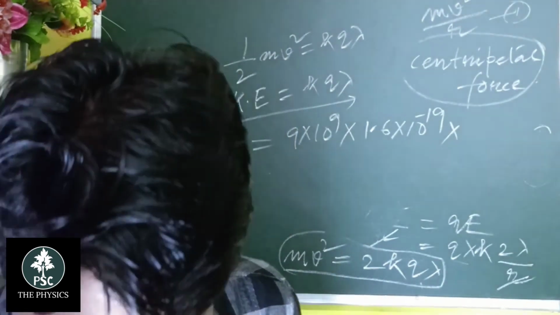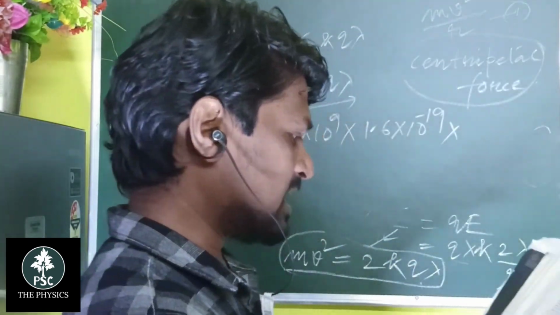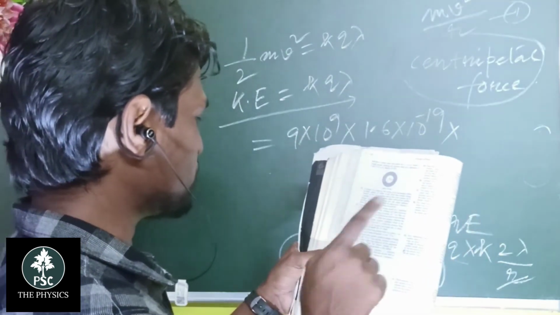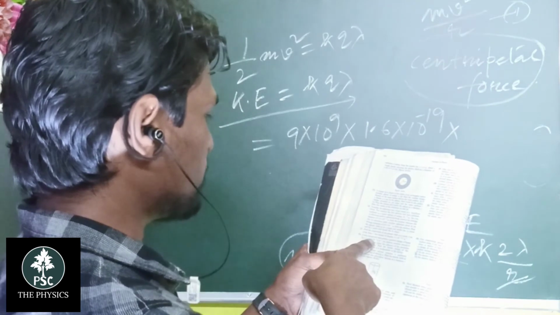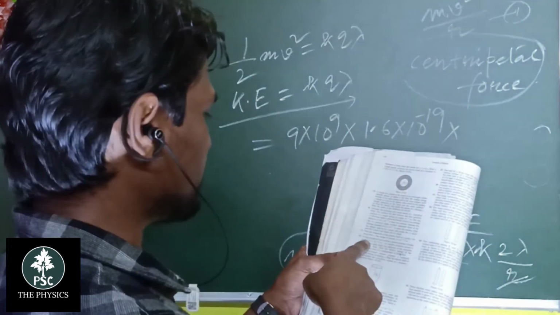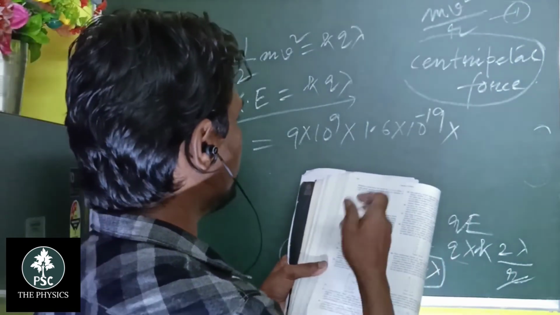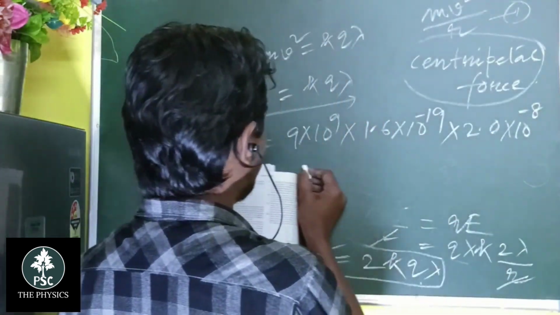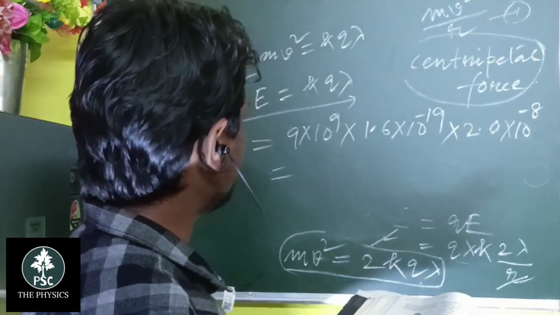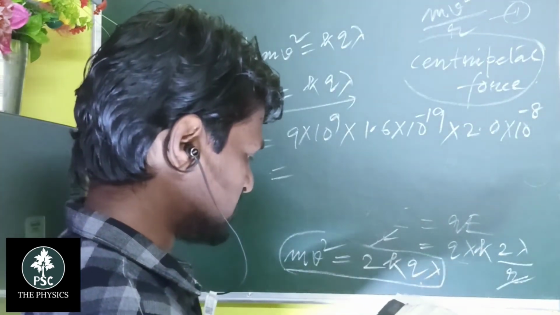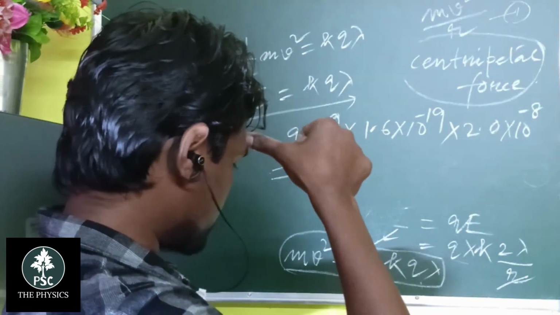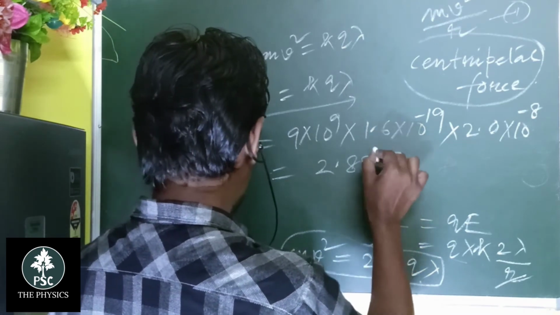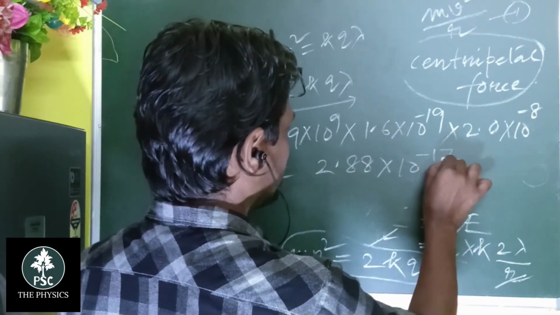So what about lambda? The lambda is given here. So lambda is the linear density, 2.0 into 10 to the power minus 8, is given. And this gives you the answer to question number 15, and this is 2.88 into 10 to the power minus 17 joule.